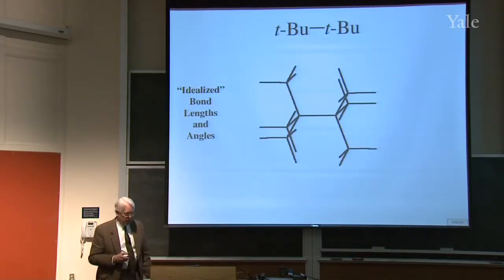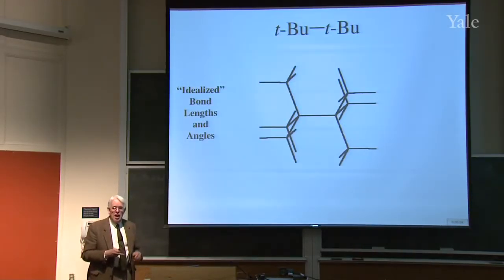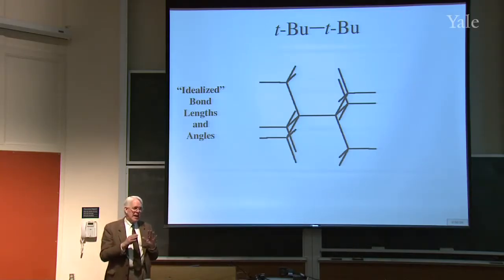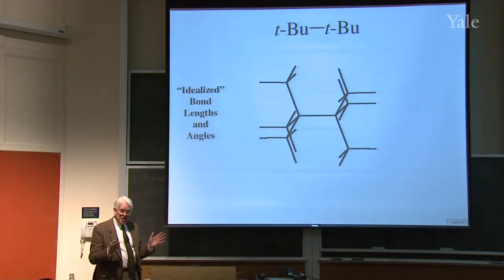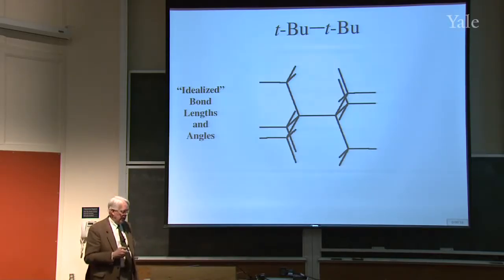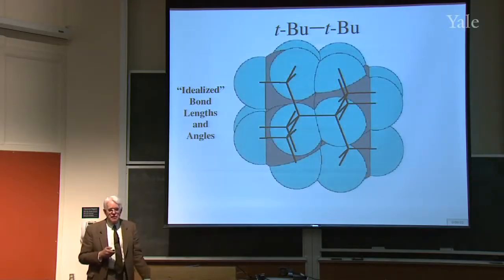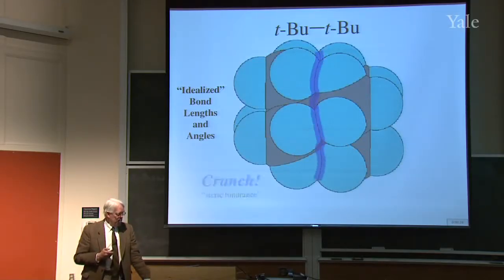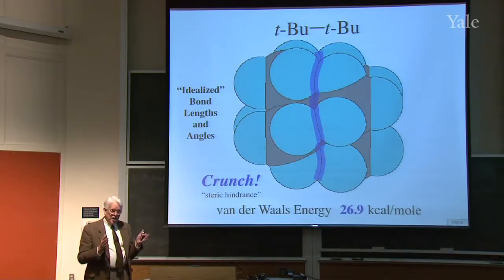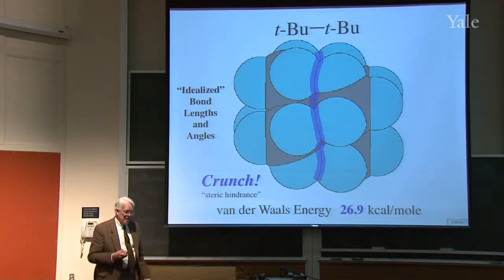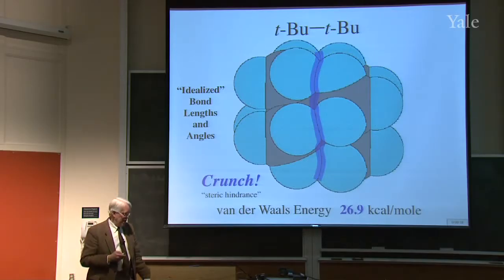So here are two tert-butyls bonded to one another with idealized bond lengths and angles, right? And we calculate by molecular mechanics, if we have normal C-C and C-H bond distances and normal angles at carbons, how much strain will there be due to things running into one another? Because you'll notice if you make a space-filling model of that, you can see down the middle it's a crunch region, okay? Now how big is that? The van der Waals energy calculated for this from these things running together is 26.9 kilocalories per mole, pretty high.